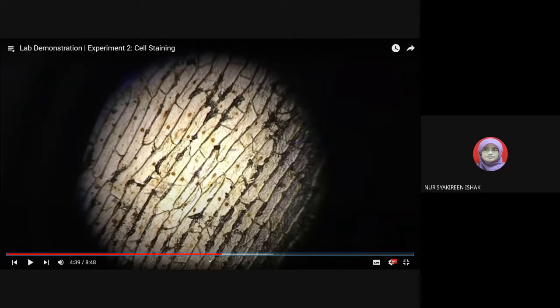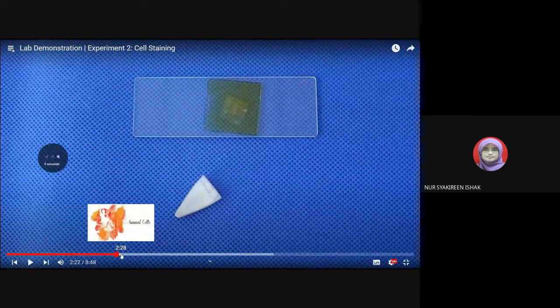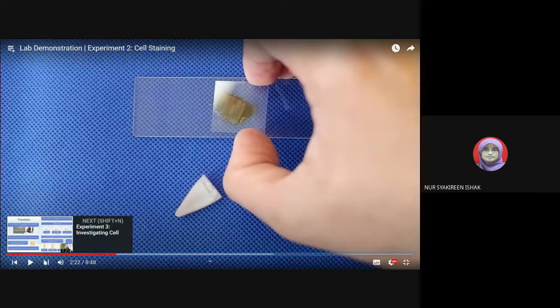So if you notice, after you have placed the specimen on the microscope slide, you drop the dye on top of the specimen and then you cover it with a cover slip. The process of covering the specimen with the cover slip will lead to the formation of air bubbles. So that's why at this step you have to be very careful, so that there is less formation of air bubbles.